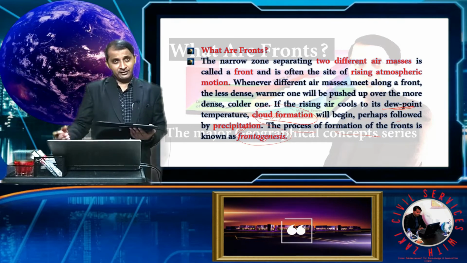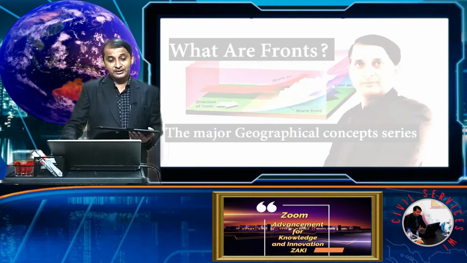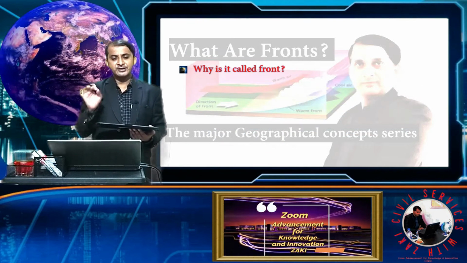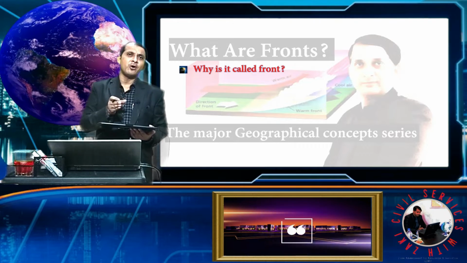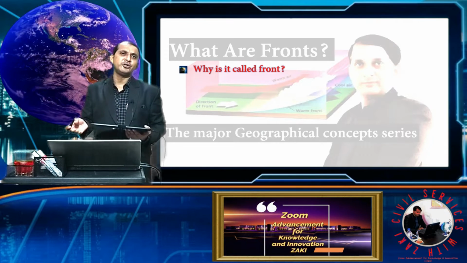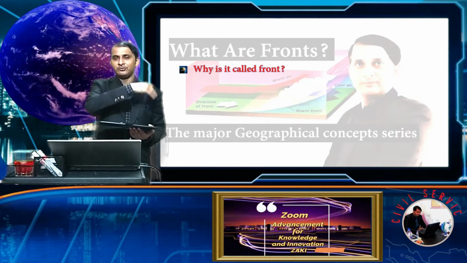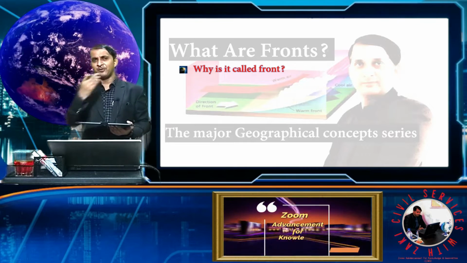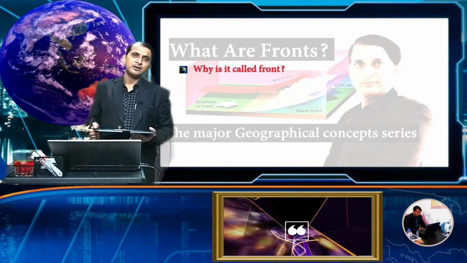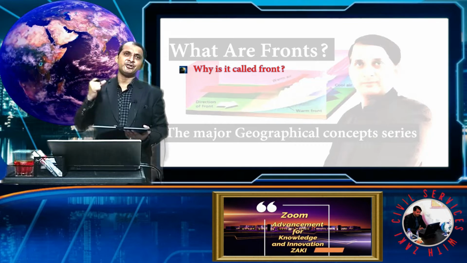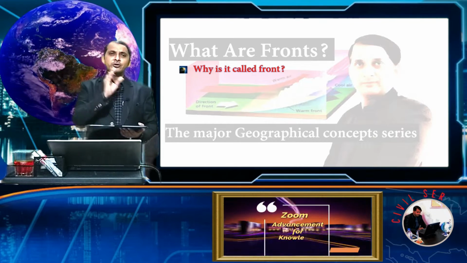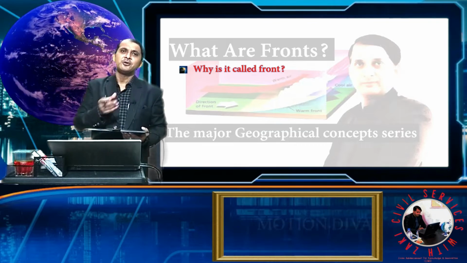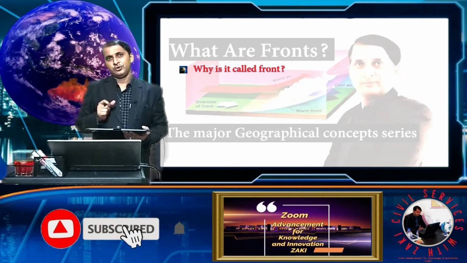Now we move on to another question: why is it called a front? Why not a boundary? Why not a discontinuity, like we read in the previous chapter on geomorphology, like the Gutenberg discontinuity, like the Moho discontinuity? So why is it not called a discontinuity or boundary? Why is it called a front?